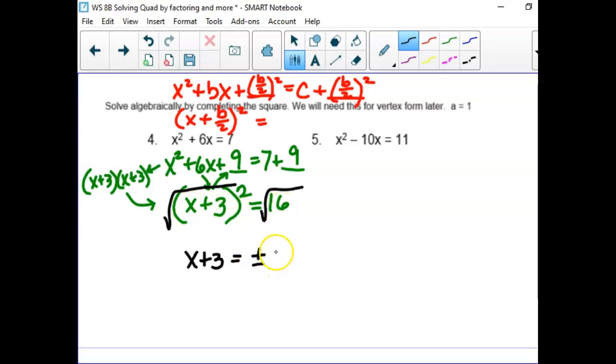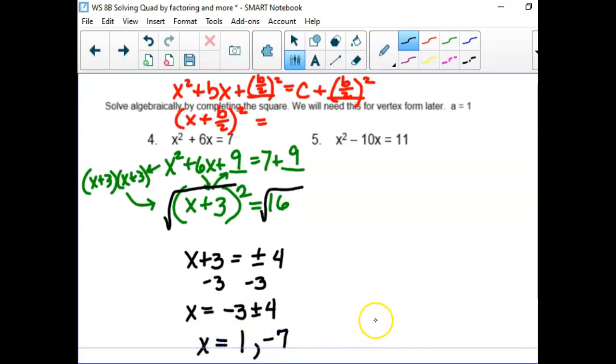Square root of 16 is 4. We need to subtract 3 over there. So we end up with a negative 3 plus or minus 4, which would be, let's see, negative 3 plus 4 is 1. Negative 3 minus 4 is a negative 7. So either one of those answers would work if we went back and plugged them in.